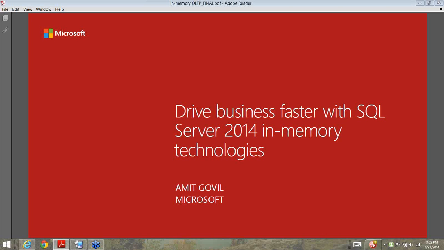The topic of today's session is Microsoft SQL Server 2014 in-memory OLTP. Our guest speaker today is Amit Govil. He is a test consultant at Microsoft India.